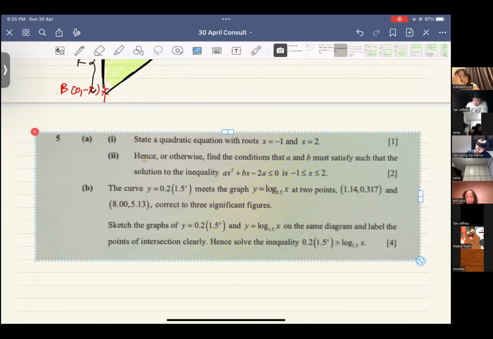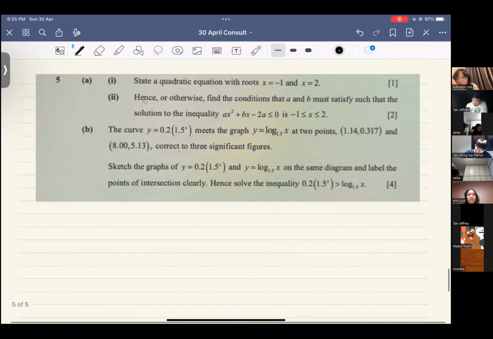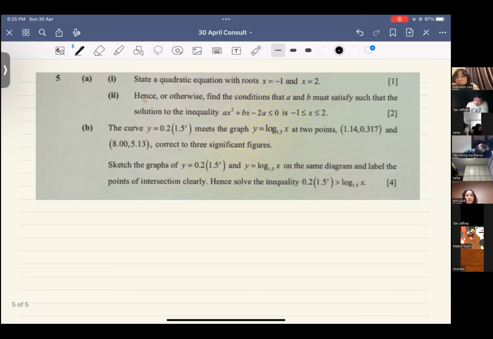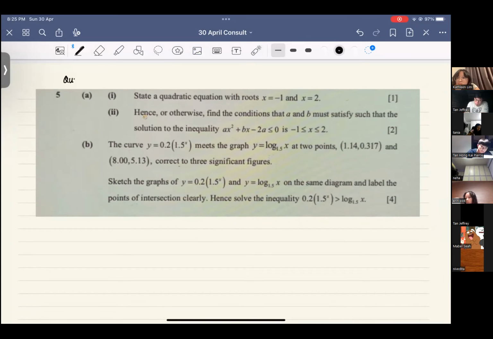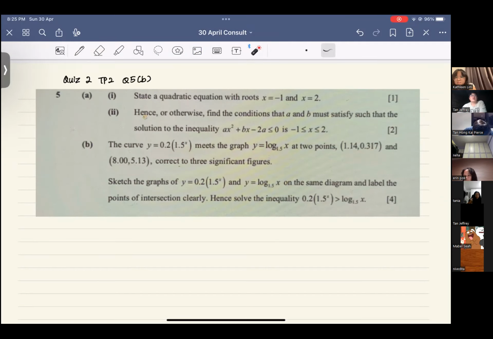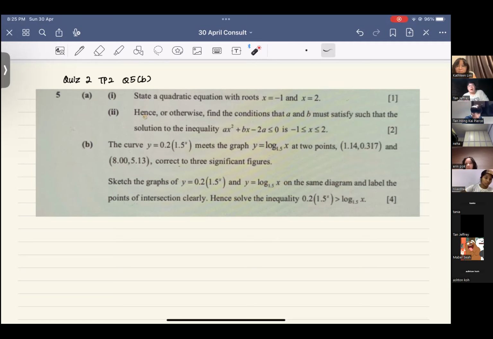Quiz 2, time practice 2, question 5 part B. The curve meets the graph y equals log 1.5x at 2.1.14, correct to 3 significant figures. I'm supposed to sketch the graph on the same diagram and label the points of intersection clearly.